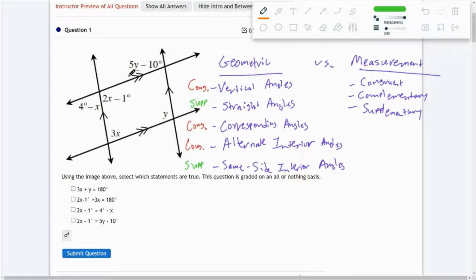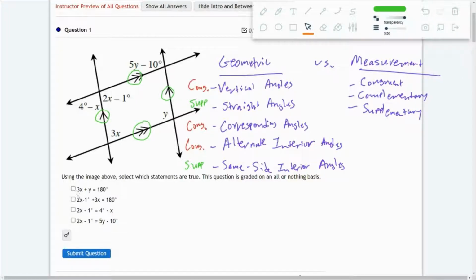So for example, I know that this line is parallel to this line. I know that this line is parallel to this line. So we can try to figure out some stuff here. Now, this question is asking which statements are true. So with this kind of question on MyOpenMath, you're not going to really see this on the test. We just want to go through what are these statements true.